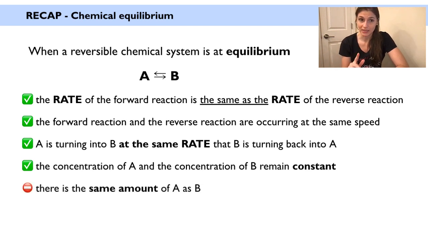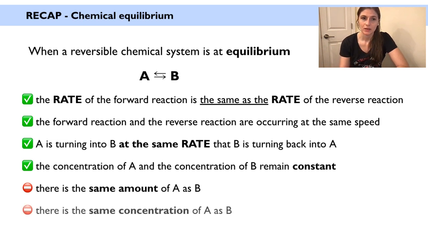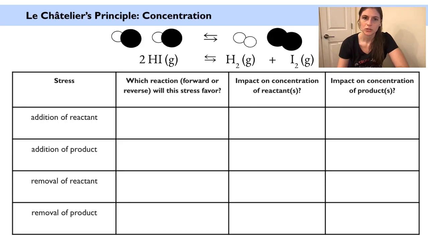Now, it does not mean that there's the same amount or the same concentration of A as there is of B. It simply means that the amounts of both reactants and products are stable, are constant, are overall unchanging, even as both the forward and the reverse reaction are occurring. Make sure you've seen my previous video talking about equilibrium to really make sure you understand that concept.